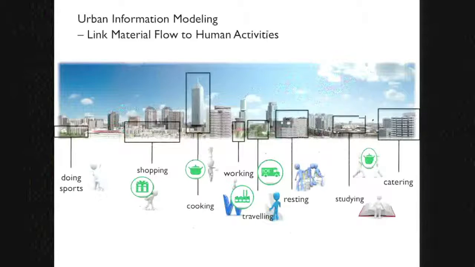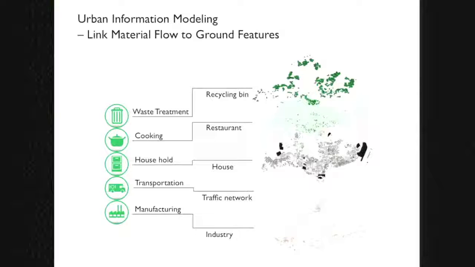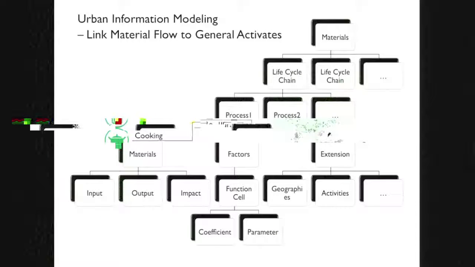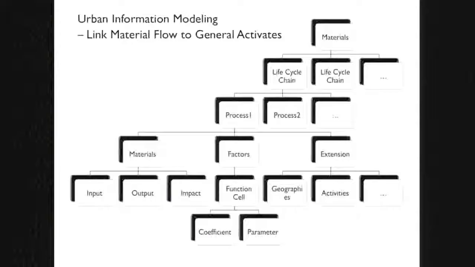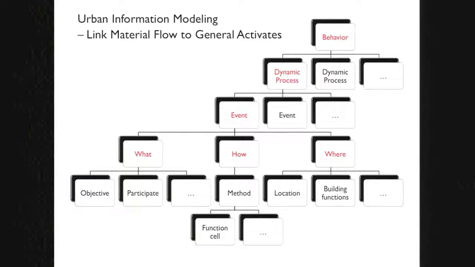We can also link this material flow to some ground features. As you can see here, the left is the processing in the food material chain, and all these processes can be linked to a certain layer of the ground features. We can also extend this food material flow into a general material flow for general activities. All the material flow, as I show you here, is a behavior that has a dynamic process, and the dynamic process can be represented by a series of events. All events have what, how, and where information.